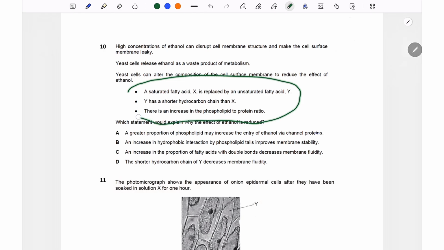So what changes are made? A saturated fatty acid X is replaced by an unsaturated fatty acid Y. Saturated means it's carbon-carbon single bond, and unsaturated is carbon-carbon double bond, and it's going to have kinks. Y has a shorter hydrocarbon chain than X. There is an increase in phospholipid to protein ratio, so there's more phospholipid than proteins. Which statement would explain why the effects of ethanol is reduced? So how do these changes reduce the effect of ethanol?